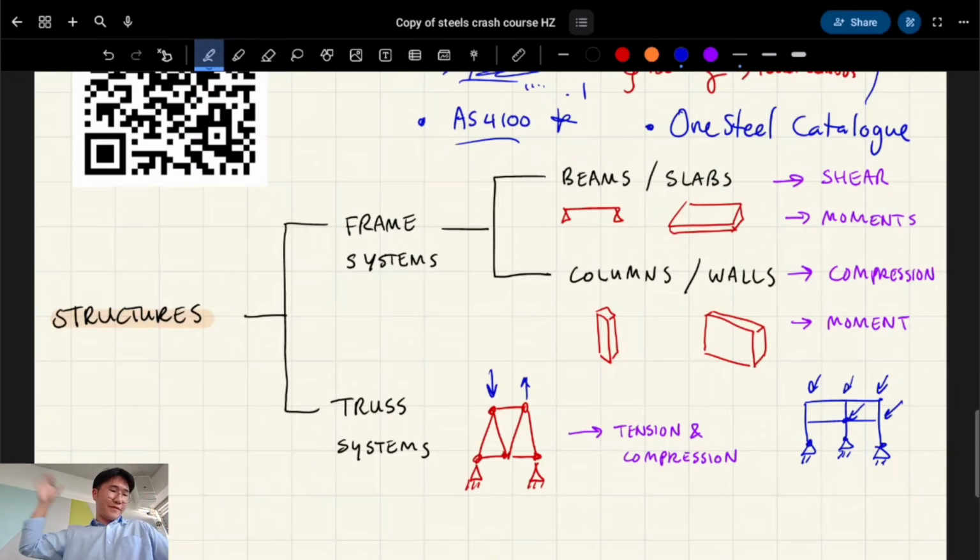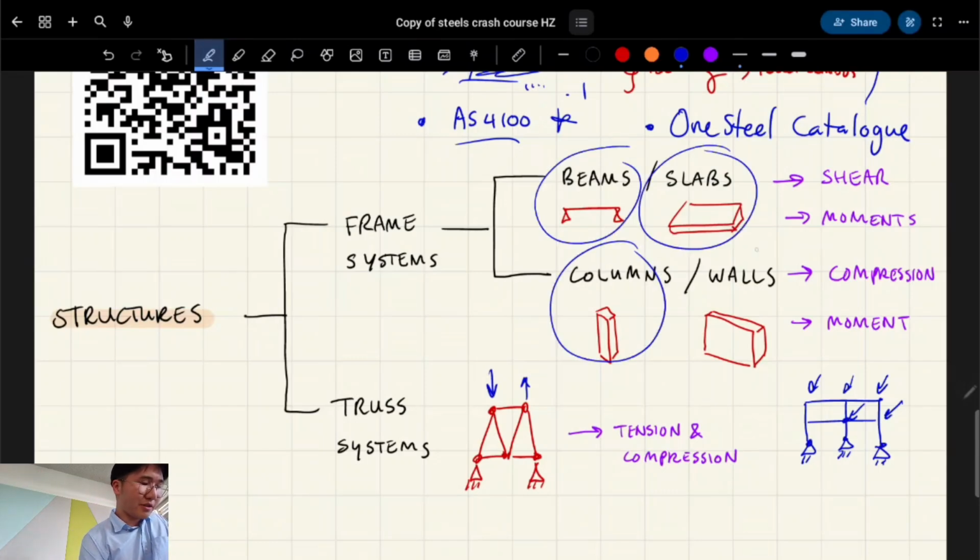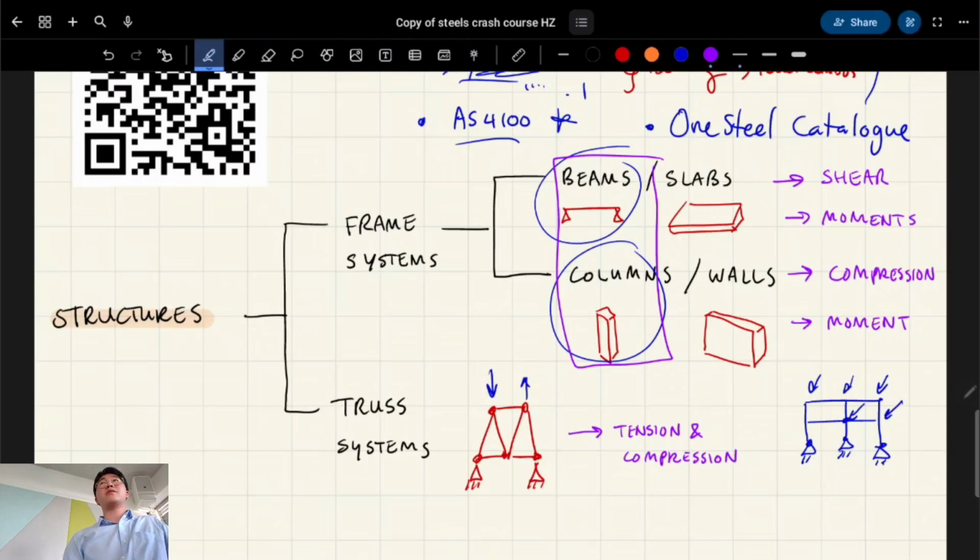And then within the frame, you'll have different elements. You'll have beams, you'll have slabs, you'll have columns, you'll have walls. But we probably won't talk about slabs or walls at all in this course. You'll talk about slabs a little bit specifically in concrete, but we effectively just have to focus on the beams and columns. And so we're just thinking of those as one-dimensional members or elements. When you start thinking about slabs and walls, they're two-dimensional, essentially.